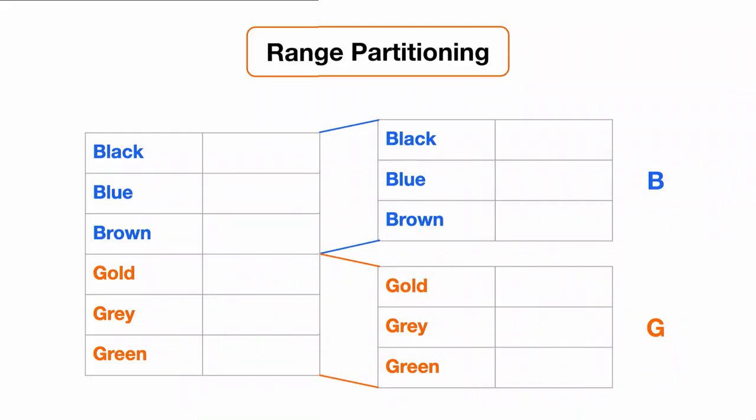The table splits into 2 smaller tables, with black, brown, and blue on top labeled B, and gold, gray, and green on the bottom labeled G. So for example, you could think of a dictionary as being a data set, and if we range partition the dictionary, each chapter is a different range of data. So dictionary is effectively range partitioned by the first letter of a word. So in this simpler example, if we take our colors from the dictionary and range partition them, we'd have 2 partitions. One is colors that start with B, the other is colors that start with G.